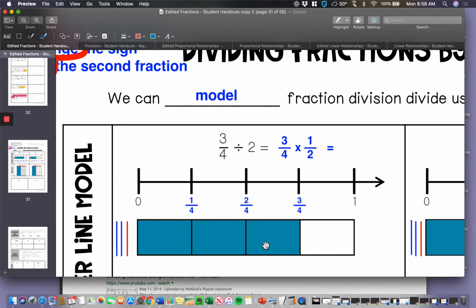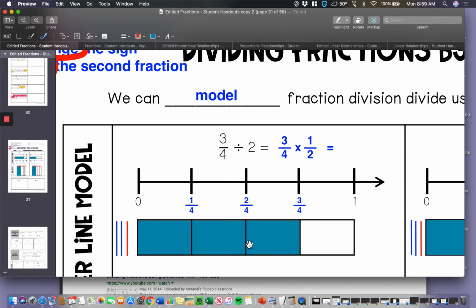After you're done labeling your number line and breaking it up into 3/4, remember we have 3/4 divided by 2 here, which can be the same as saying 3/4 times 1/2. So I've broken my first number line down into fractions. I've shaded my bar, 3/4, representing my first fraction. So now I have a model here. This is 3 out of 4. Now I have to divide 3/4 by 2.